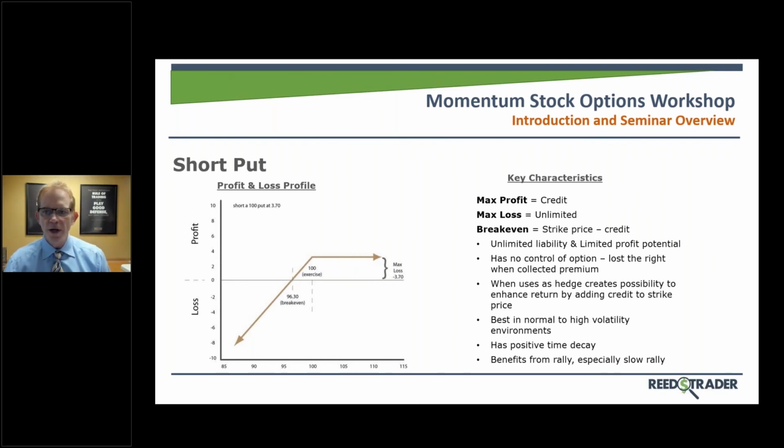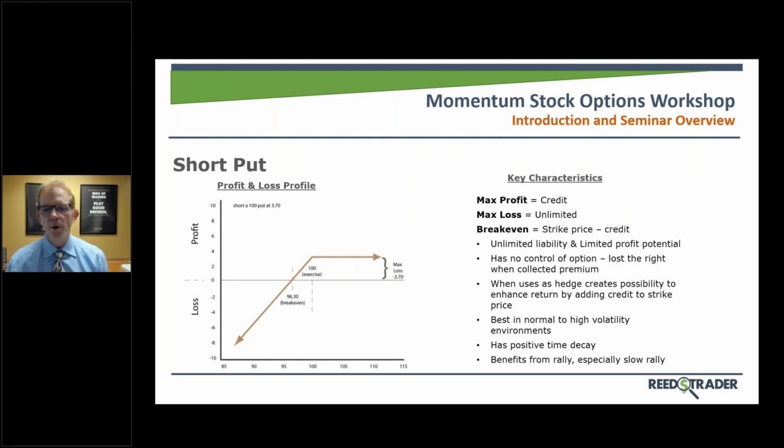We have no control of the option. We sacrificed control for the premium we collected. We took on an obligation for the premium we collected. This can be used as a hedge to enhance return. So if you're short, you could sell a put against it, and you would add premium. You would add a return stream to your short.